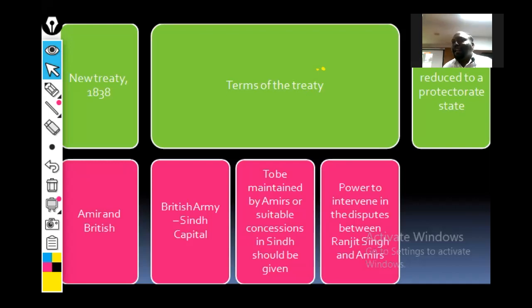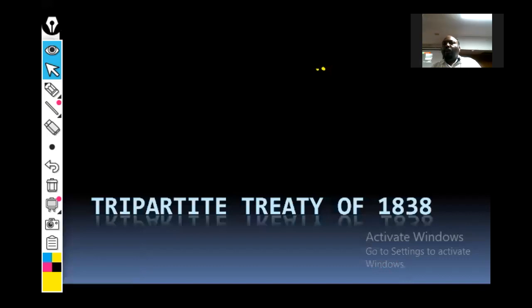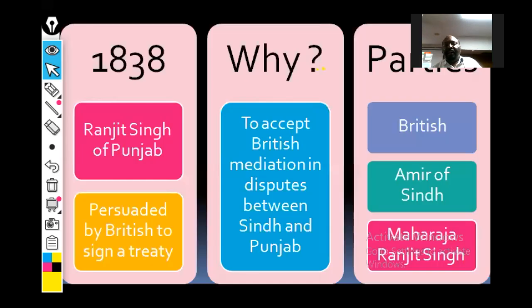We will protect you, but do not attack anyone. So now we can see that if you have any dispute with your neighbor, we will come and arbitrate. So slowly the state of Sindh got subjugated. So now the tri-party agreement is done. What is the tripartite? You can see that Maharaja Ranjit Singh was persuaded by the British to sign the treaty.